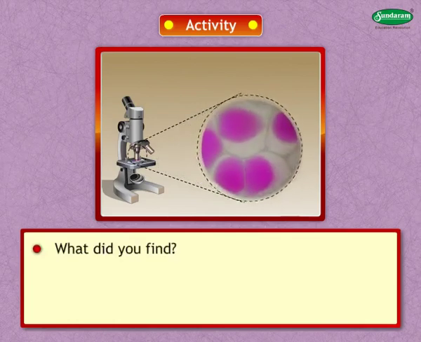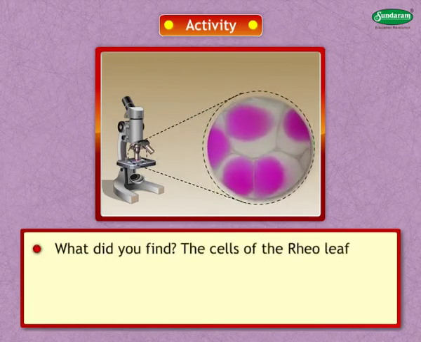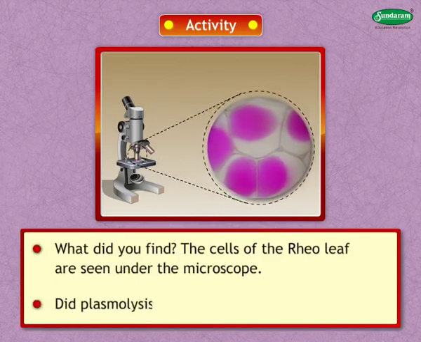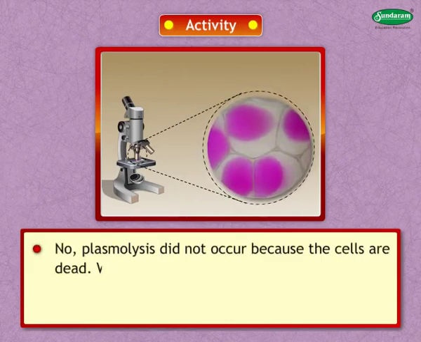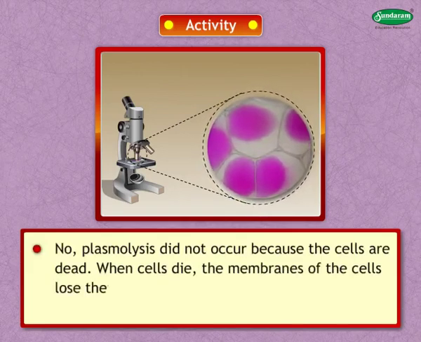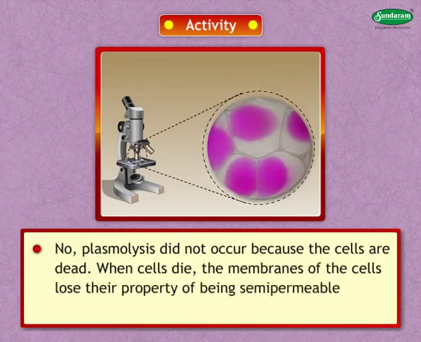What did you find? The cells of the Rhoeo leaf are seen under the microscope. Did plasmolysis occur now? Why? No, plasmolysis did not occur because the cells are dead. When cells die, the membranes of the cells lose their property of being semi-permeable.